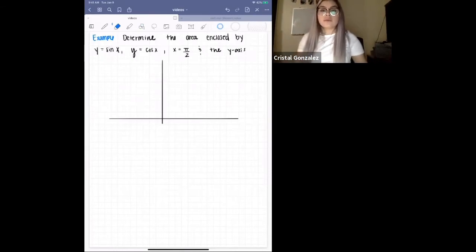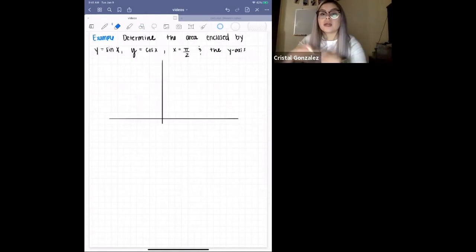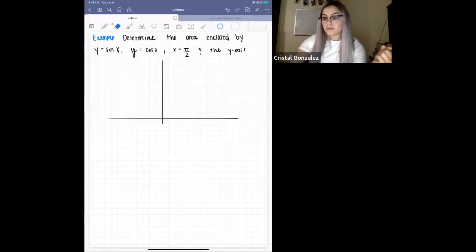So for this one here, they want us to find the area enclosed by, one, the sine function, two, our cosine function, and pi over 2, and then the y-axis. So how do we do that? We have a couple of factors here.